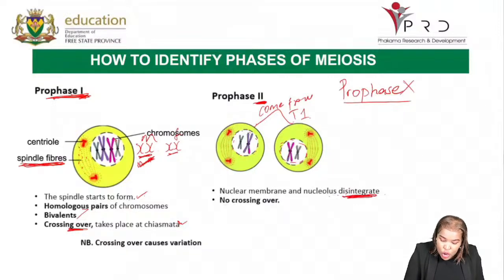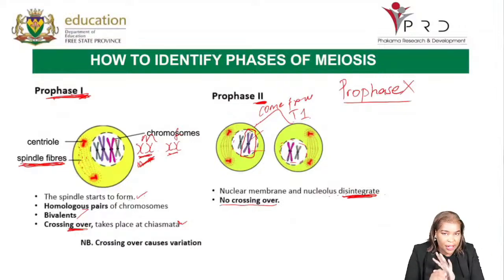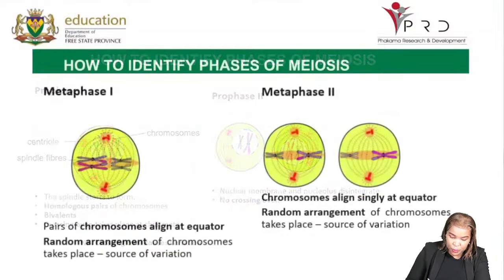And then there is no crossing over that is taking place. Because if you take a look at this chromosome here, from prophase 1, it had already exchanged the genetic material. You see this color here is purple. This color here is pinkish. So it means one chromosome has already changed the genetic material, meaning crossing over has already happened at prophase 1. Here, there is no crossing over. That is what is happening at prophase 2.